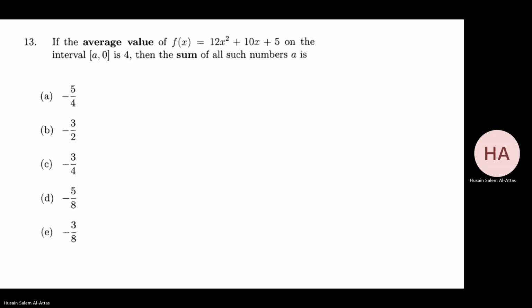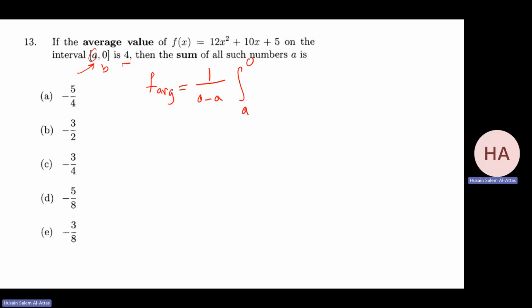If the average value is equal to 4, notice here I have a to 0, not 0 to a. So a should be negative, not positive. Be careful. a should be negative, and it's from a to 0. So f average is 1 over b minus a. This is a, this is b. No, from a to 0. Sorry, from a to 0. This is the smallest, this is 0.